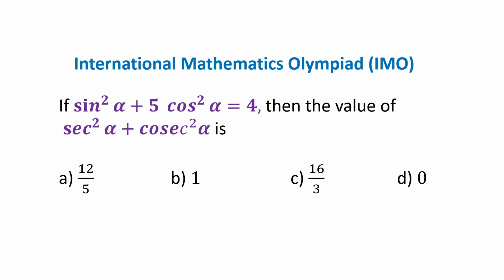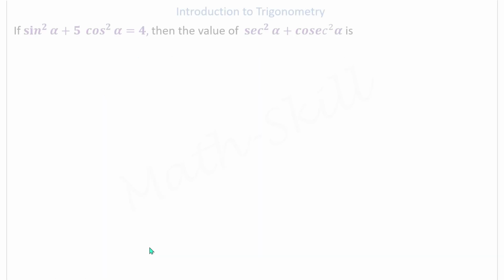In this session, let's solve an MCQ for the International Maths Olympiad, that is IMO. The numerical we're going to solve is: if sin²α + 5cos²α = 4, then the value of sec²α + cosec²α is, there are 4 options given. Let us see how to solve the problem.